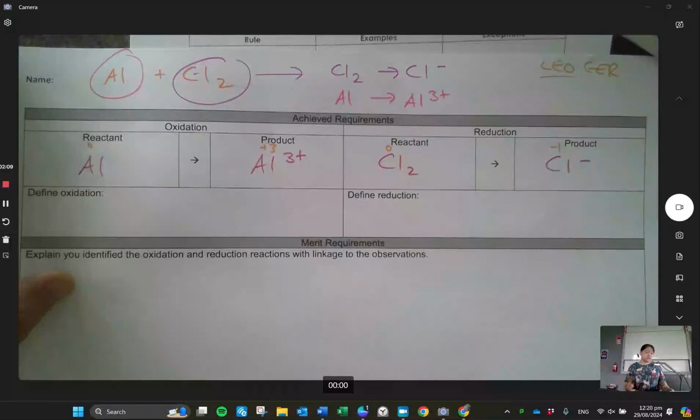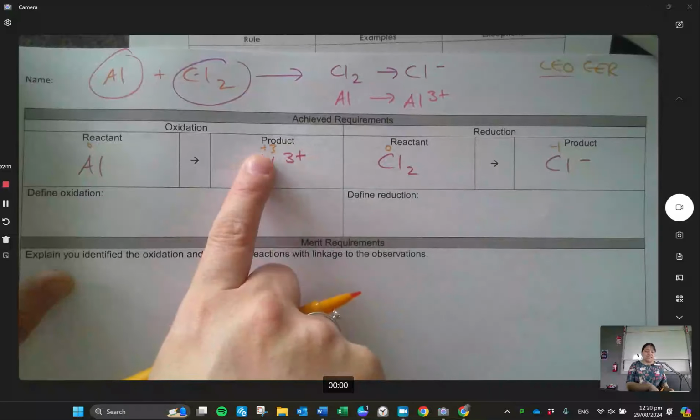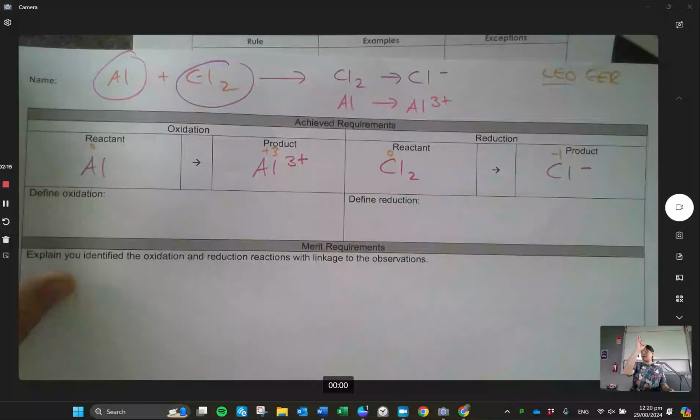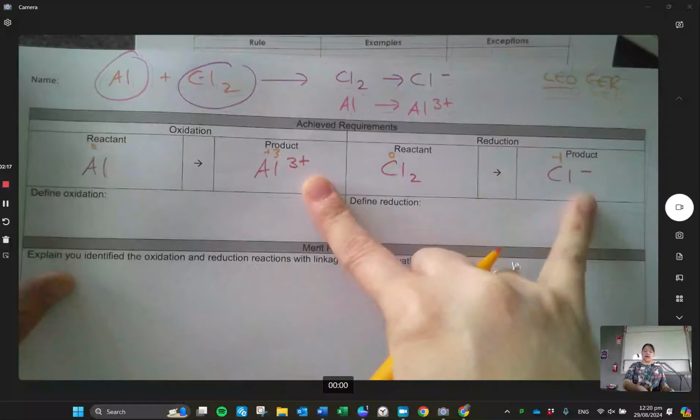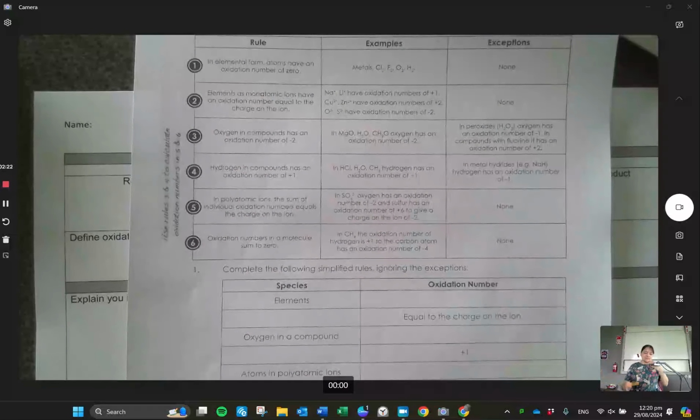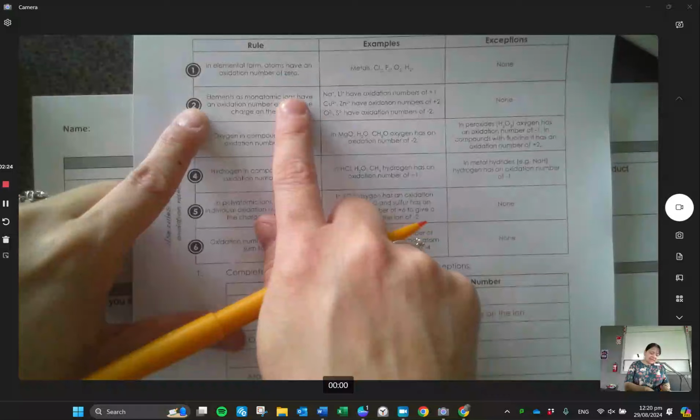Just applying some rules. Other things to keep in mind is that the positive and negative signs, when we're talking about oxidation numbers, go before the number. When we're talking about a charge, it goes after. So just watch out for that. All right, so that's the first 2 rules.